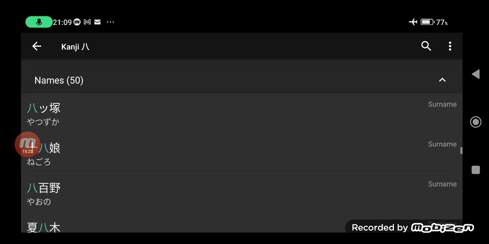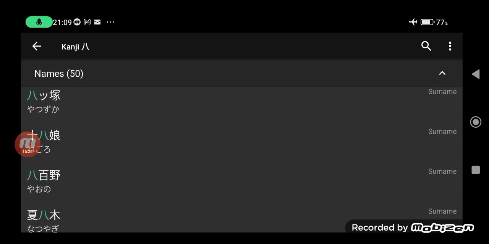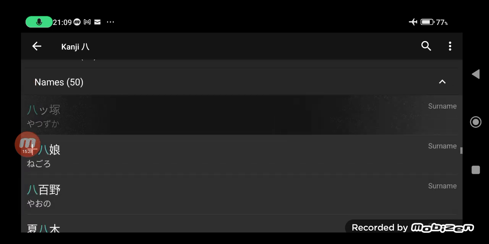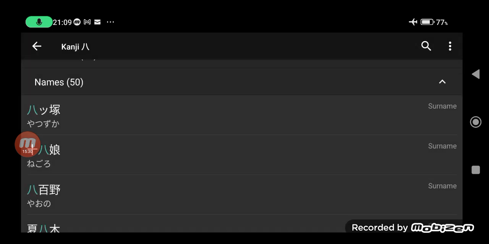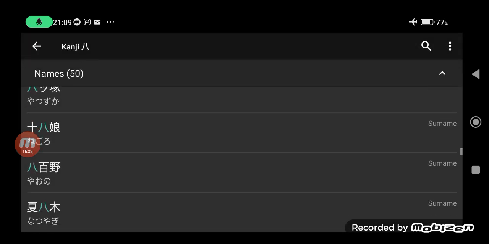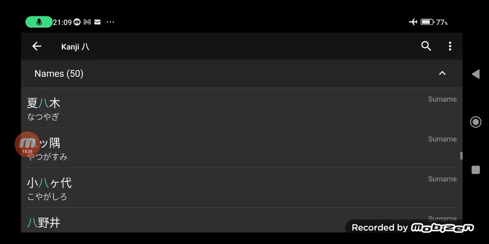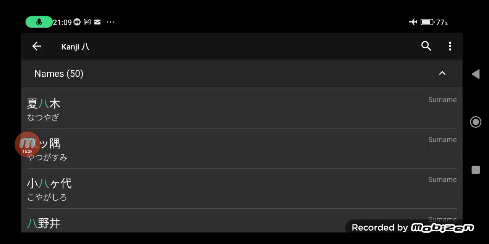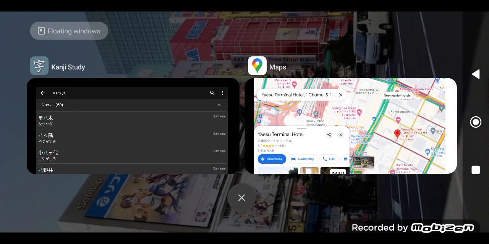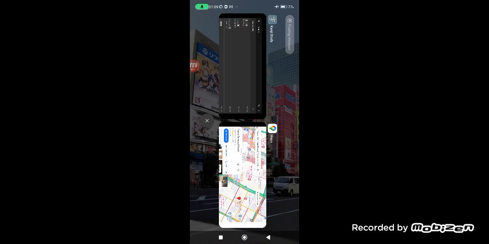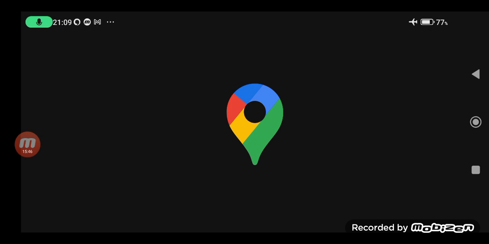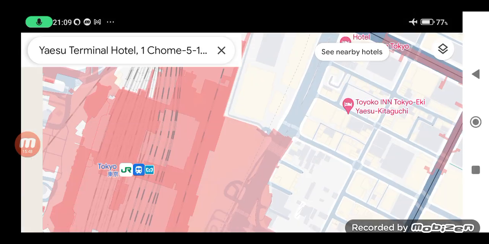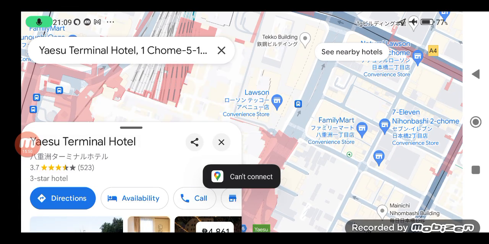So some example names. Yatsuzuka, 八つ塚、Natsuyagi, 夏ヤギ、and may I take this particular example? It's a place in Tokyo. Yaesu.